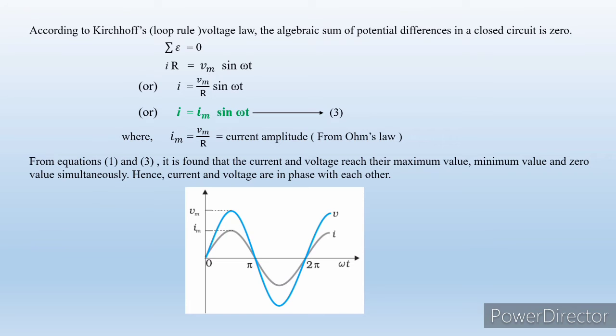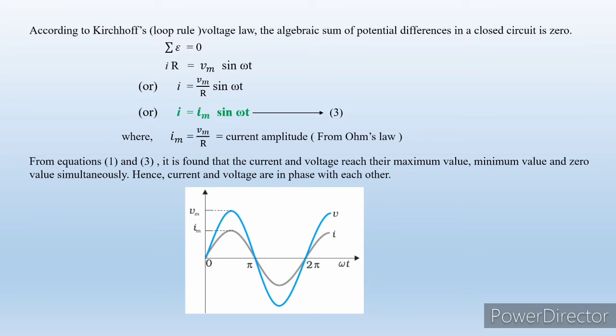Therefore, IR must be equal to Vm sin omega t, or I must be equal to Vm by R into sin omega t, or I equal to Im sin omega t. This is equation 3, where Im must be equal to Vm by R, that is equal to the current amplitude from Ohm's law.